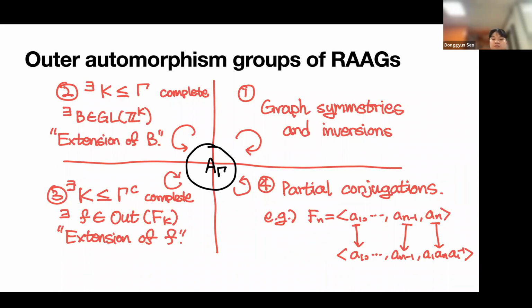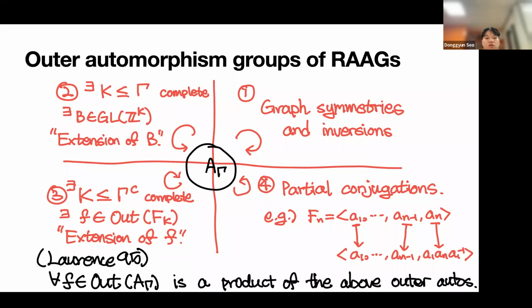Okay, so Laurence shows that every automorphism of the right-angled Artin group can be expressed as a product of these four types of automorphisms. Okay, do you have any questions?